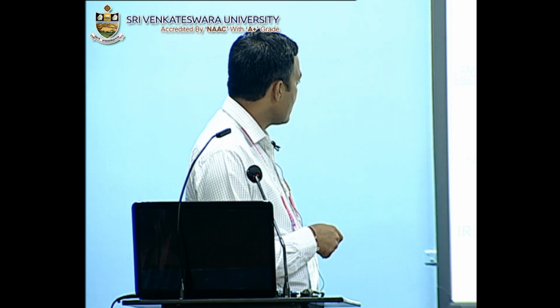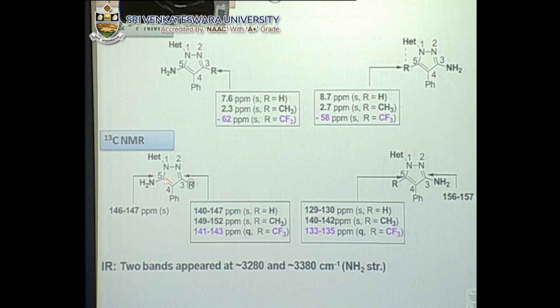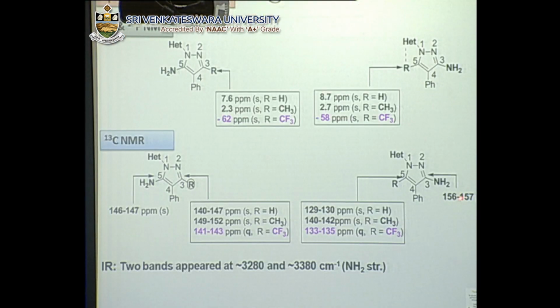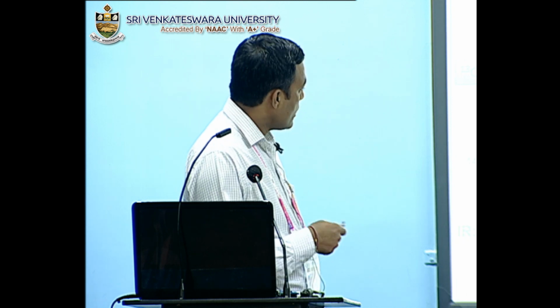On the basis of carbon-13 NMR, if this amino group is present at position 5, then the signal appears in the range 146 to 147 ppm. However, when it is present in case of 3-aminopyrazoles, it would resonate at 156 to 157. So looking at these two carbon signals, we can easily distinguish the isomeric compounds, and we established that our synthesized compound was 5-aminopyrazole.